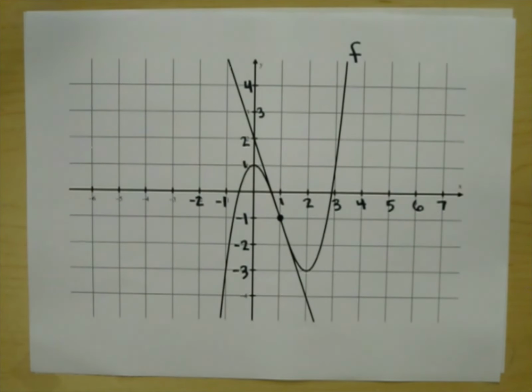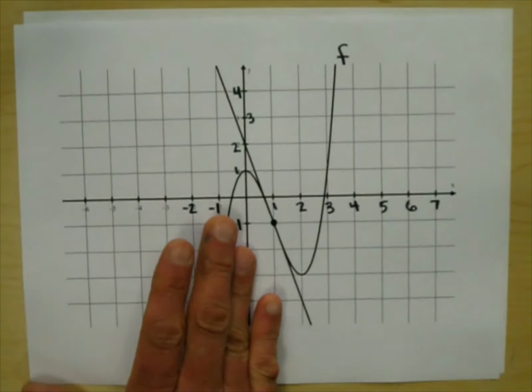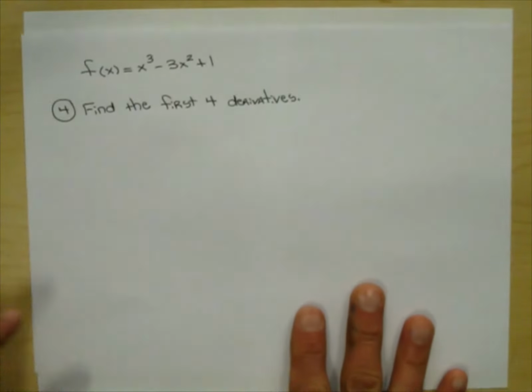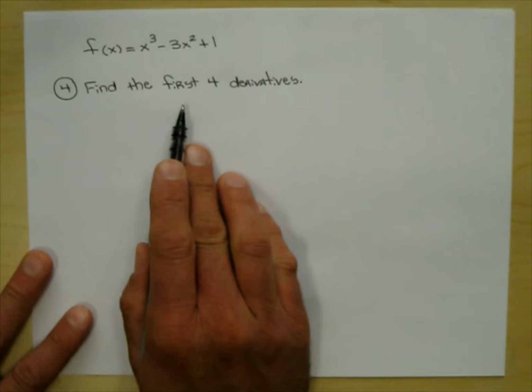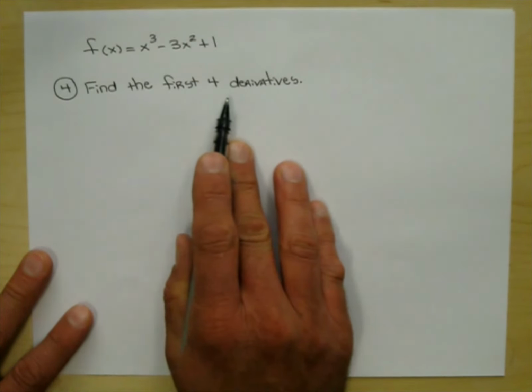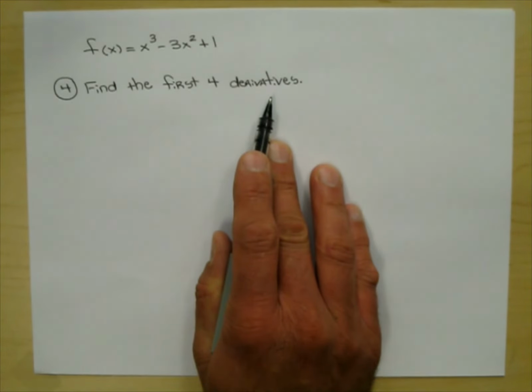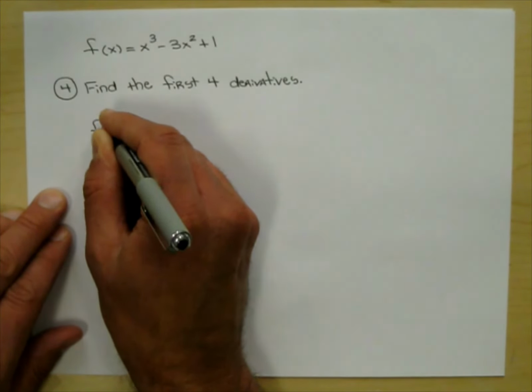One more problem and then we'll be done with section 3.3. It's going to involve the same polynomial. So what is it asking me to do in problem number 4? Find the first 4 derivatives. So now this is the concept that there can be higher derivatives. Let's do that, and then we'll talk about some notation as well.